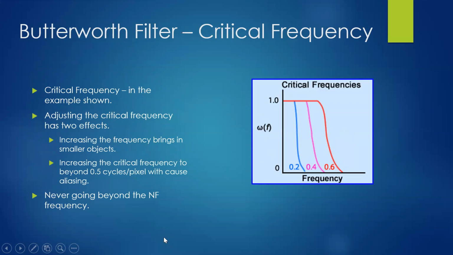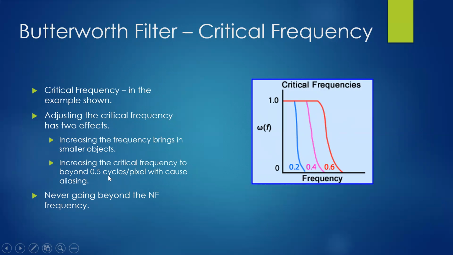So let's look at a couple of variables then, besides windowing, when we actually assess and evaluate and manipulate frequency. The first one is referred to as critical frequency, and we're more specifically looking at the critical frequency of a Butterworth filter. In this example, it shows a critical frequency of 0.2, 0.4, and 0.6. As I increase my critical frequency, I'm bringing in smaller and smaller objects that I can then resolve or visualize after I've done processing.